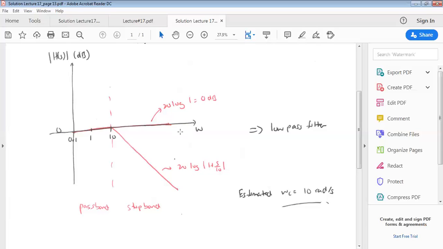Okay, right. So I hope you understand about this amplitude plot for the Bode diagram. For the phase plot, I believe that you can try to sketch that phase plot on your own. You can refer back to lecture 16 for that plotting.